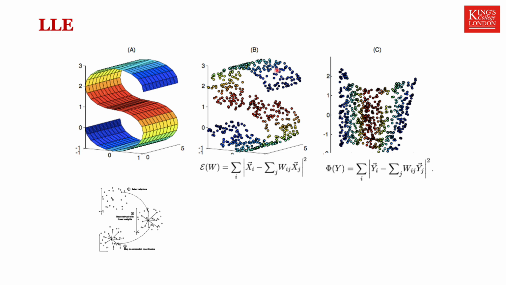So these weights that you learn to be able to reconstruct each one of the points in this space, you're going to use them again to be able to find the relationships in this lower dimensional space. So you want to find a new lower dimensional space, Y, in which the neighborhoods, according to these weight matrices here, are preserved compared to the one that was initially in 3 dimensions.